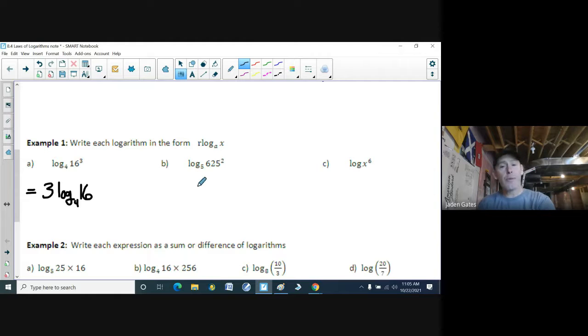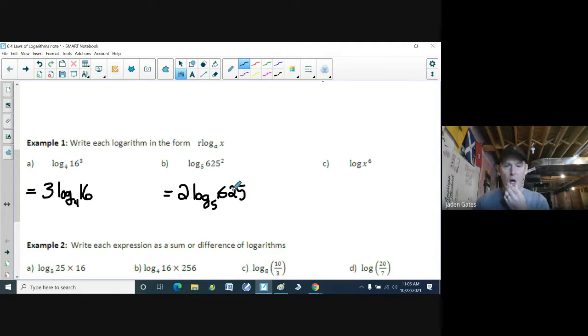B, we can do the same thing. Again, there's our exponent of 2. So I can bring that down and multiply our log function. And this time we have a base of 5 and the 625. All right, so again, that's the function we looked at earlier today.